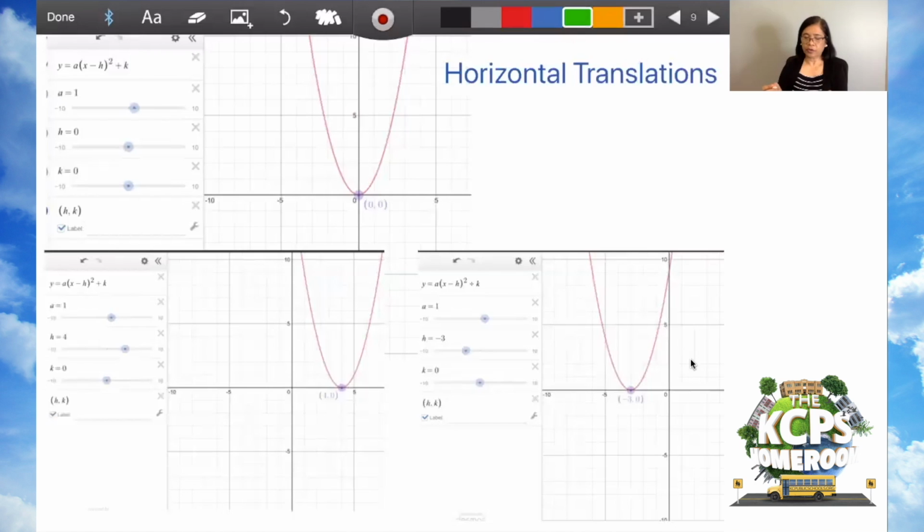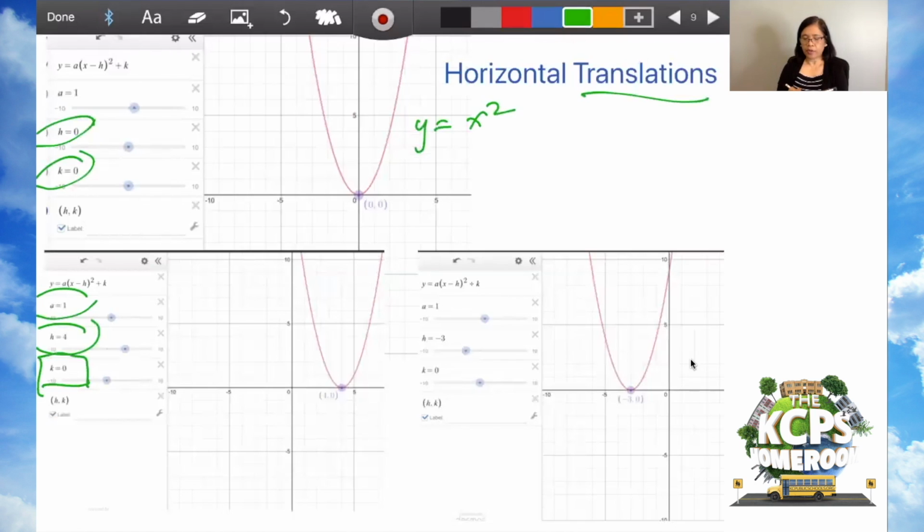Let's move on to horizontal translations. Let's start with the parent function. Again, you have y equals x squared, and you now change the value. a is still 1, h is 0, k is 0. This time, we're going to change just the value of h. Here h is 4 and k is 0.